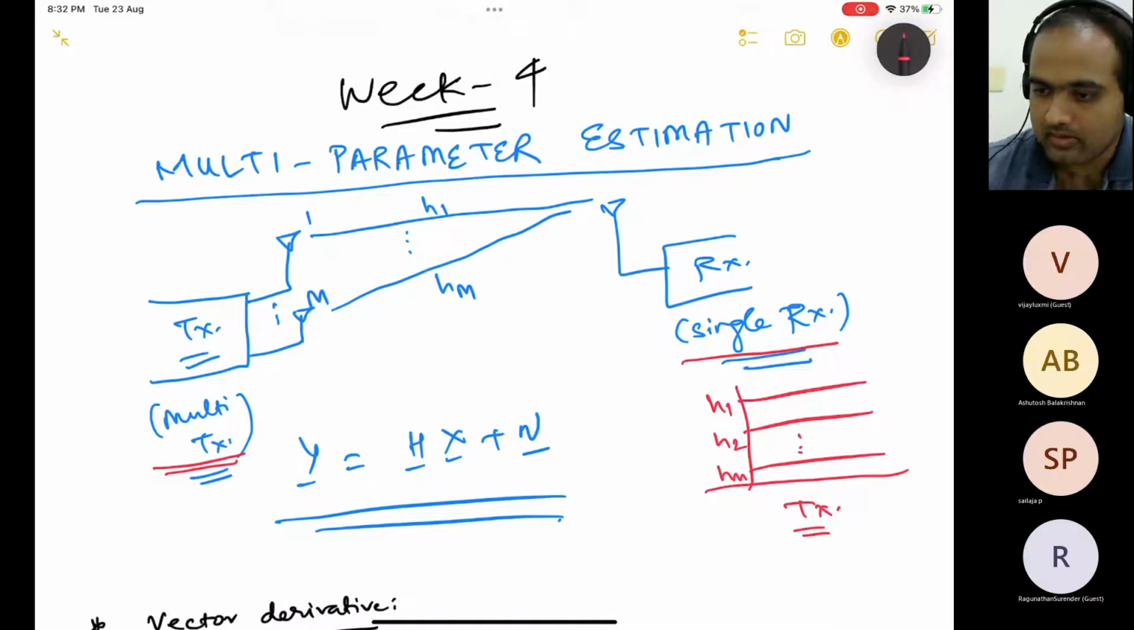So I think in the last class I said that H is time varying. Actually we have H1, H2, and so on up to HM, but they are not varying with time. So that assumption still remains.